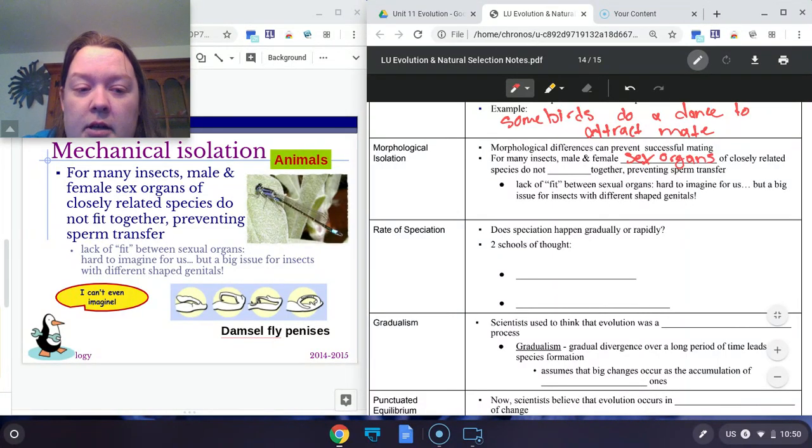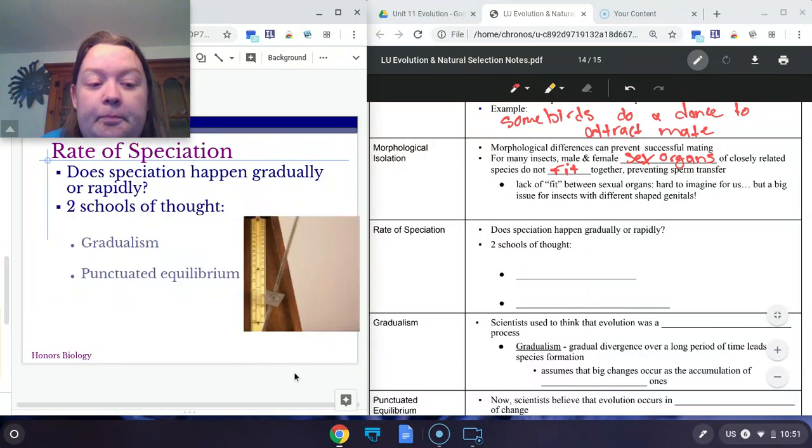So for many insects, male and female sex organs of closely related species do not fit together, and if they don't fit together, then they can't mate. So you have to have the right parts in order to mate. So if there's some type of physical difference that prevents mating, then they obviously cannot have offspring together, and that's going to lead to isolation.